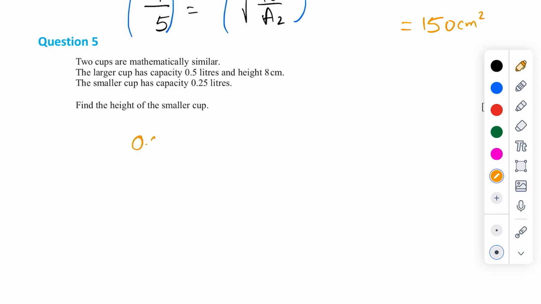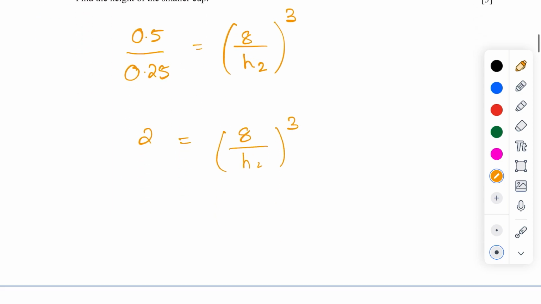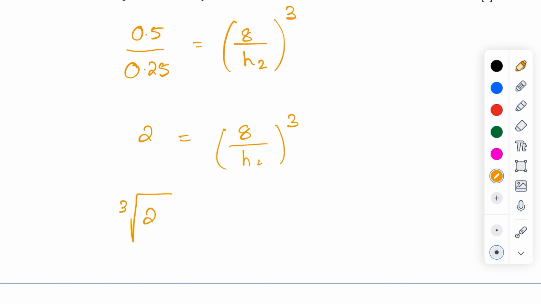So volume 1 upon volume 2 equals side 1 upon side 2, height 2 or height of the smaller one, whole cube. So 0.5 divided by 0.25 gives me 2 equals 8 cube is 8 upon h2 whole cube. So cube becomes cube root. Cube root of 2 equals 8 upon h2. So h2 cube root of 2 equals 8.